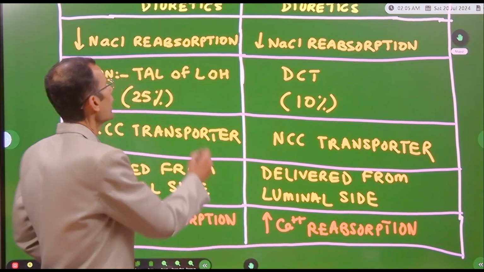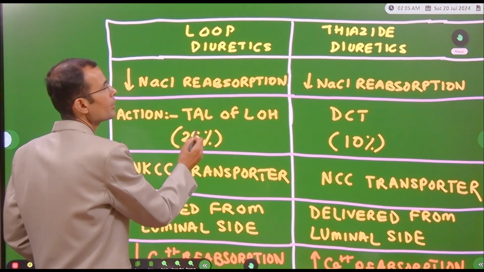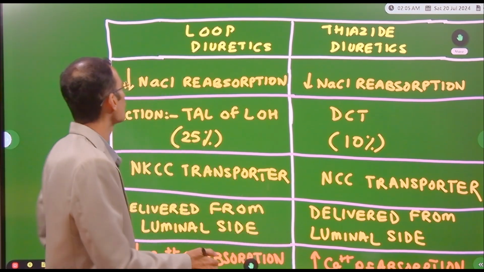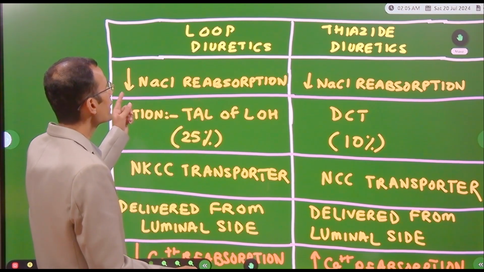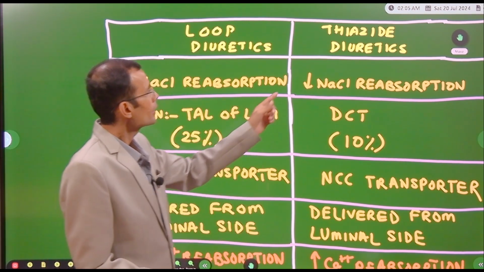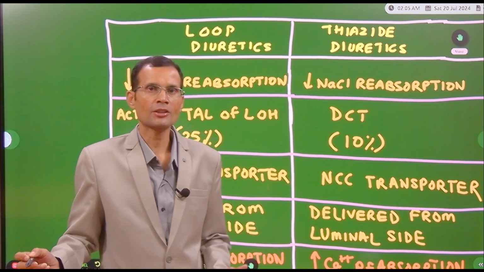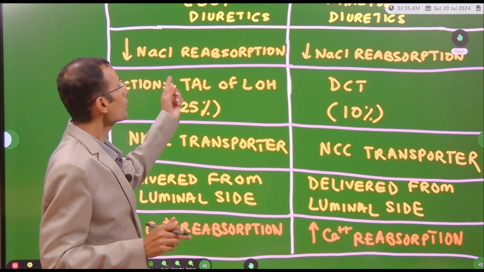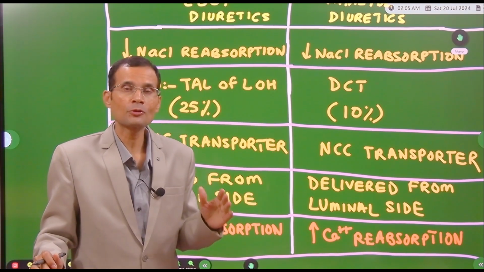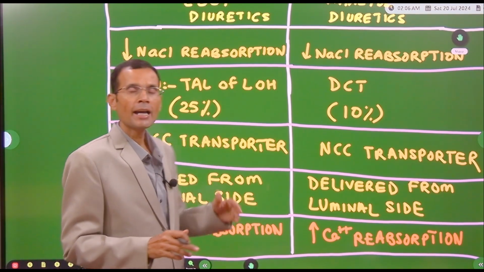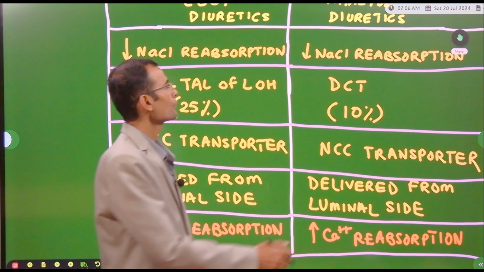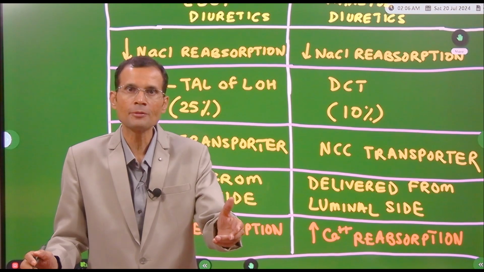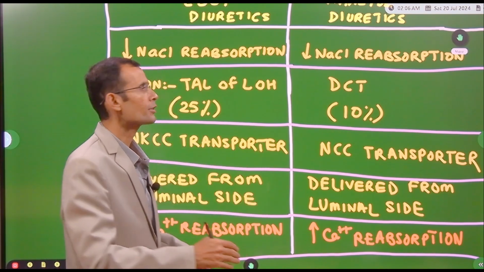thiazide diuretics. Finally, it's just a comparative table to understand what are the similarities and what are the differences. So loop diuretics decrease sodium chloride reabsorption. Thiazide diuretics, same mechanism of action. Of course, loop diuretics can decrease 25% sodium chloride reabsorption. So they are high efficacious, high ceiling diuretics. Thiazides can decrease only 10% sodium chloride reabsorption, which is happening from the DCT. So low efficacy or low ceiling.